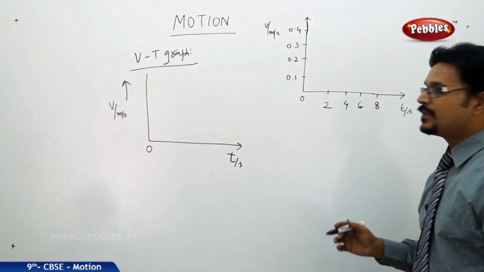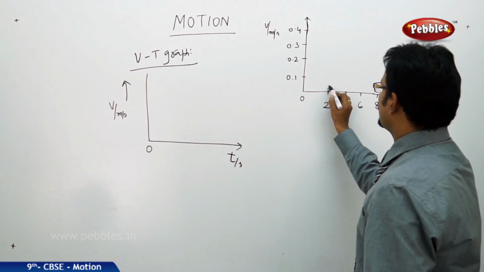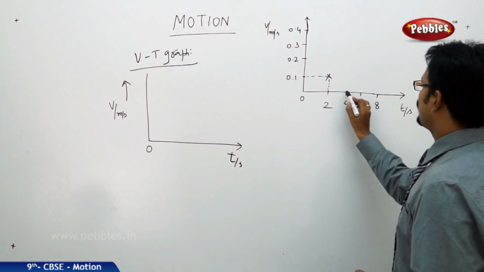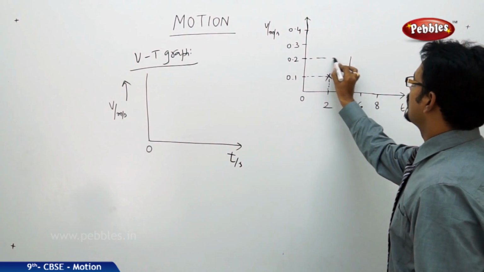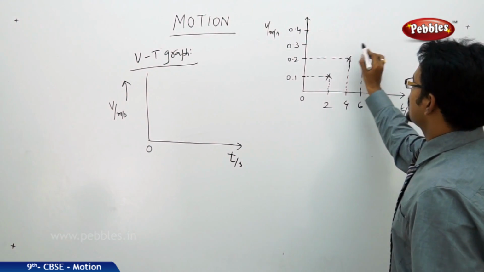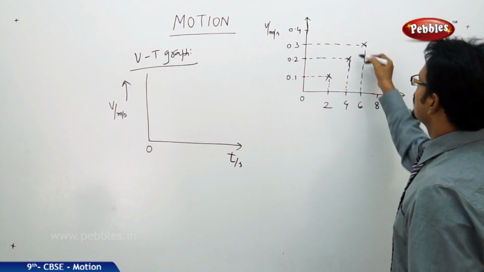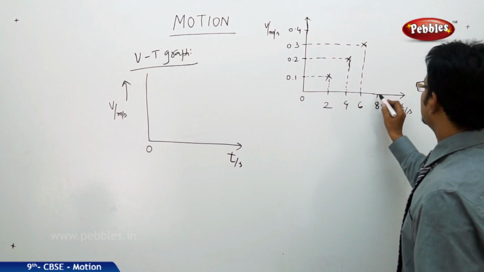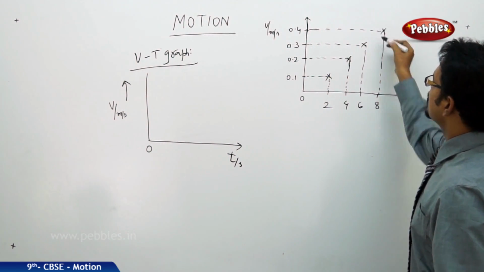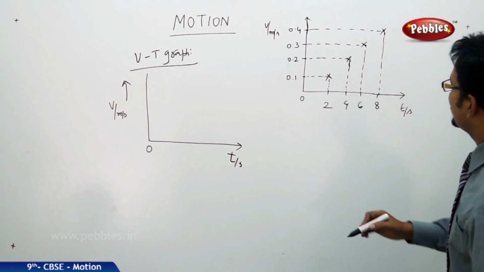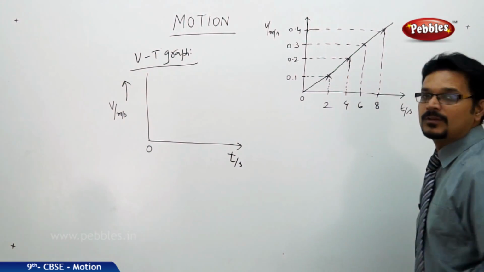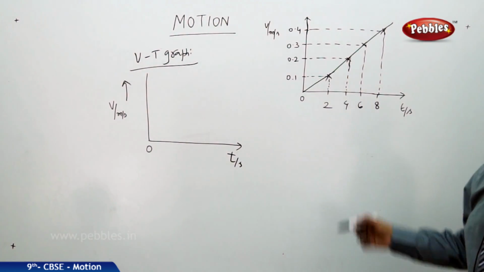These are the times. Now at an interval of 2 seconds of time, the speed of the body is 0.1. At 4 seconds, the body speed is 0.2. At 6 seconds, it is 0.3. Similarly, at 8 seconds it is 0.4 meters per second. Now once again, if you join the points, without any doubt you can say that it's a straight line passing through the origin.